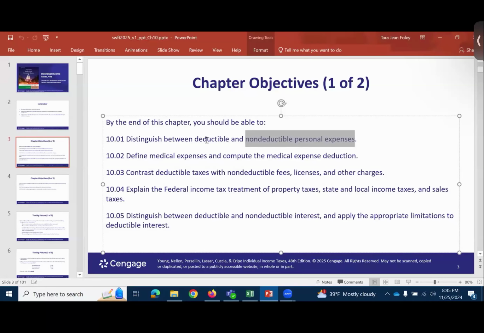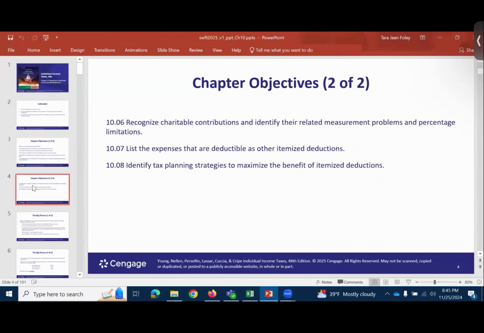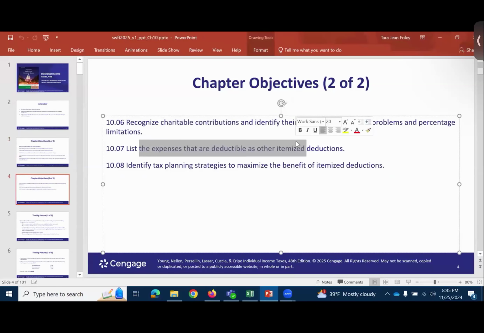Some examples of deductible expenses are medical expenses. Now, not all medical expenses are deductible, but some are. Deductible taxes and non-deductible fees. So we're basically going to talk about personal and business deductibility. Federal income tax, property tax, deductible or non-deductible interest, charitable contributions, and some other expenses.